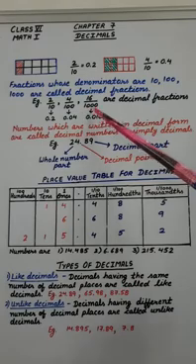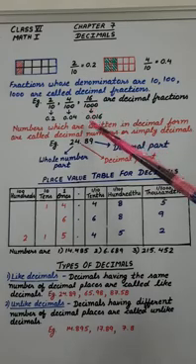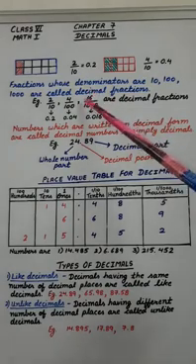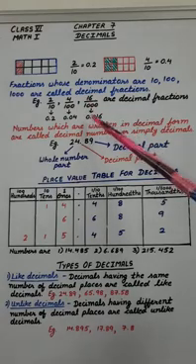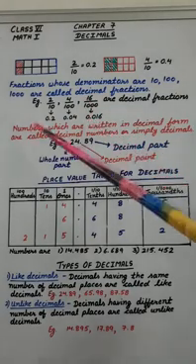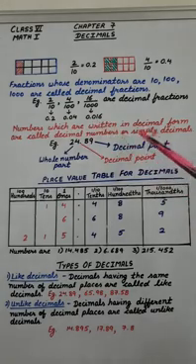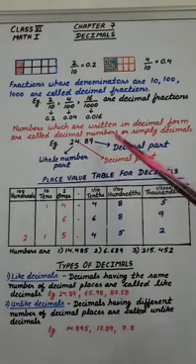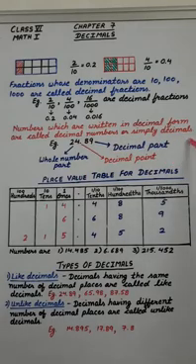Here we have 3 zeros. So where to put the decimal here? We have to count 3 digits from the back. 1, 2. Now there is no third digit, so we have to put a 0 and then the decimal. So numbers which are written in decimal form are called decimal numbers or simply decimals.